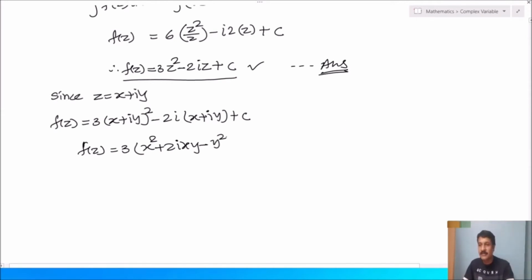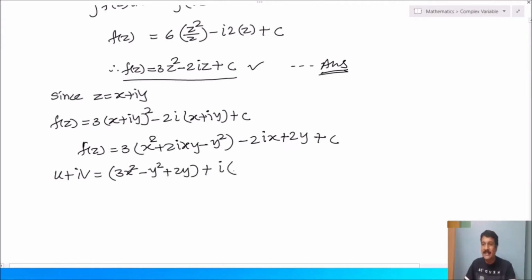So minus y square, minus 2ix. If we multiply inside, minus i into i is i square, which means minus 1, so it will be plus 2y plus c. So f of z means u plus iv. Just collect the real part only, which does not contain i: 3x square minus y square plus 2y. Now the imaginary part, the coefficient of i, is 6xy minus 2x plus c.